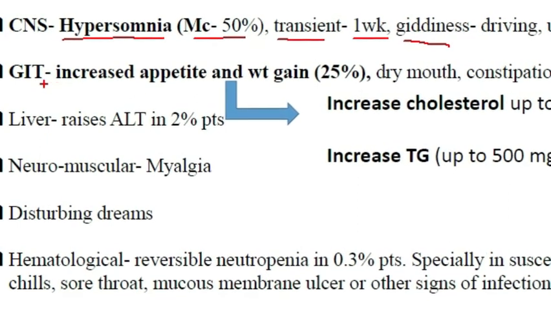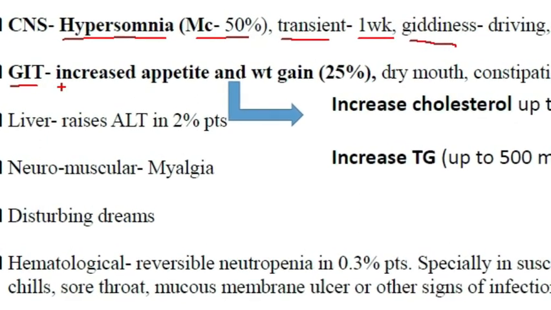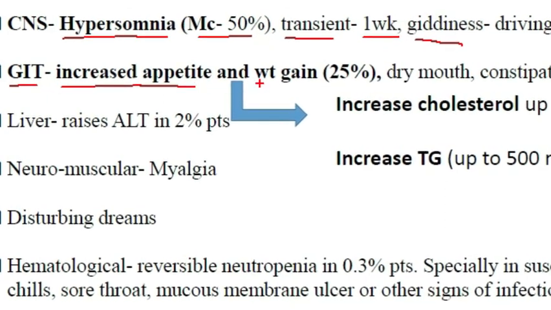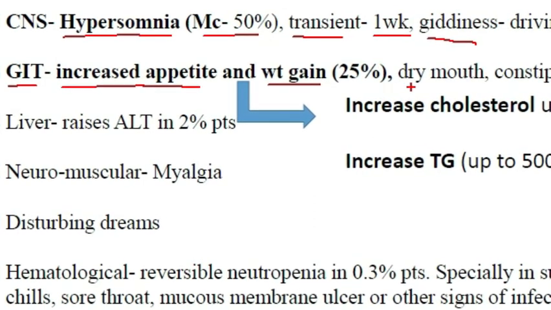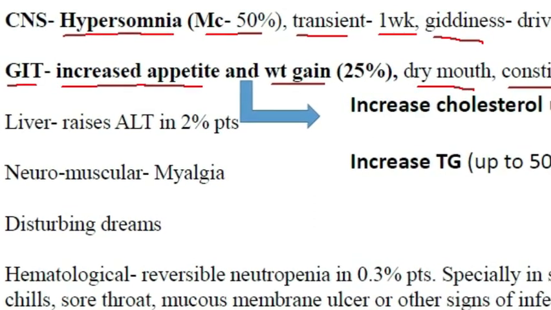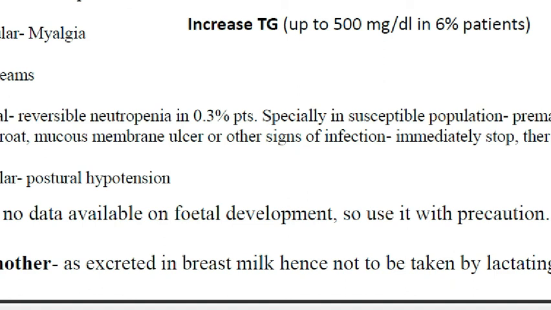Second most common side effect is the GIT related. It causes the increase in the appetite and weight gain. Mirtazapine's anticholinergic side effect causes the dry mouth and the constipation. Mirtazapine increases the cholesterol level up to 20% in 15% of the patients. It also increases the triglyceride level up to 500 mg per deciliter in 6% of the patients. That's why before administration of the mirtazapine, lipid profile is checked.